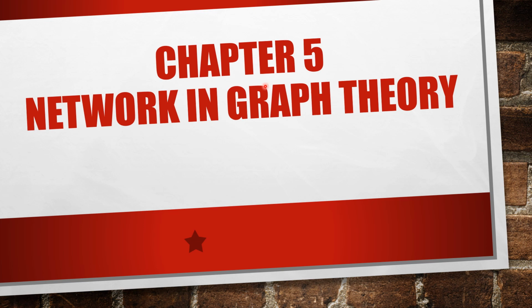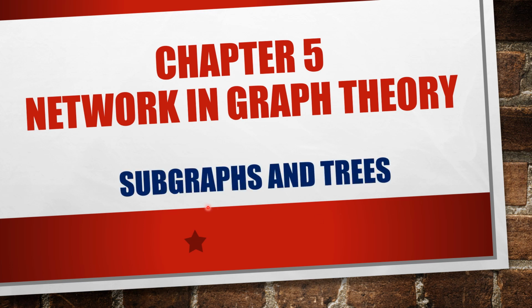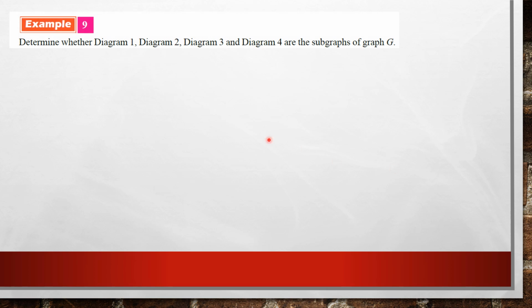Hi everyone, today we will continue with the next part of chapter 5, that is network in graph theory. So today we will learn how to identify and draw subgraph and trees. So you can refer to your textbook at page 139, example 9. Determine whether diagram 1, diagram 2, diagram 3 and diagram 4 are the subgraph of graph G.